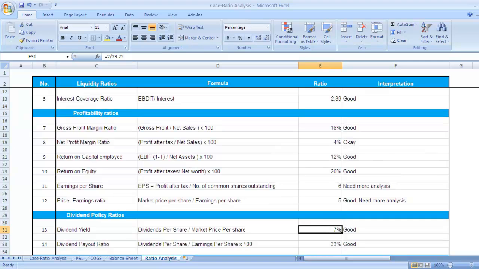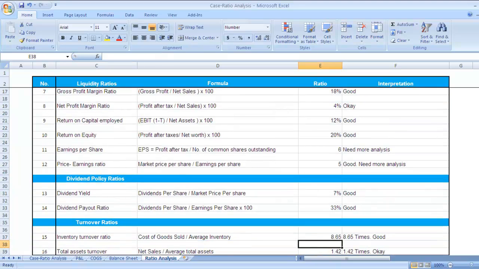Next ratios are dividend policy ratios. Dividend yield is 7%, which is again good. Dividend payout ratio 33%. That means the company is distributing 33% of its earnings, and the remaining 67% is retained for the company's future plans. Okay.